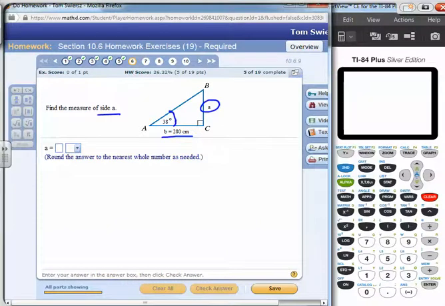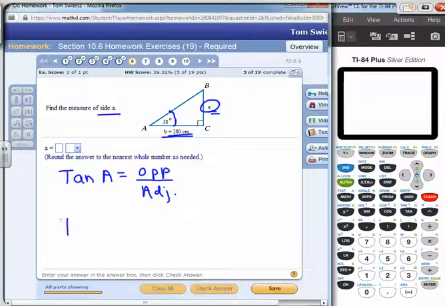So we know that the tangent of angle A is equal to the side opposite over adjacent. The reason I picked tangent is because with respect to angle A, we need side A, which is opposite angle A, and we've got the adjacent side. So the side you need and the side you're missing, that's the trig function you want. In this case, opposite over adjacent is tangent.